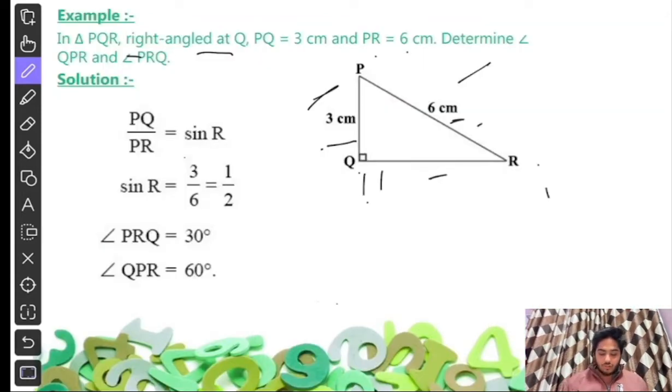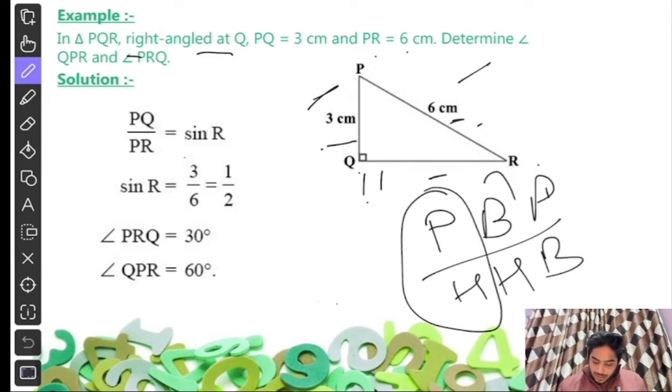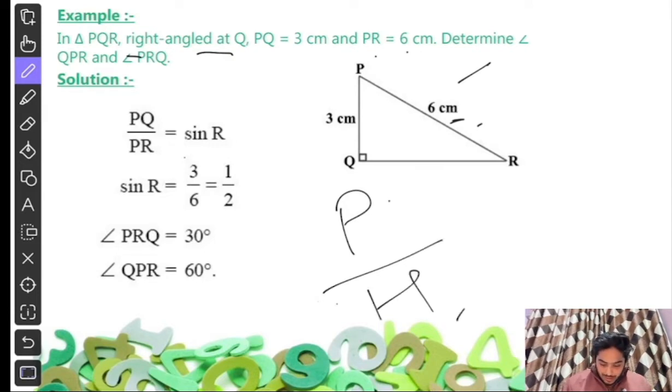This is the perpendicular, and this is the base of the triangle. To solve this problem, let me teach you P upon H, H upon B, where this is sine, this is cos, and this is tan. So now if we talk about sine, then we have P upon H, that is perpendicular upon hypotenuse. So this is the perpendicular and this is the hypotenuse, so sine is this.